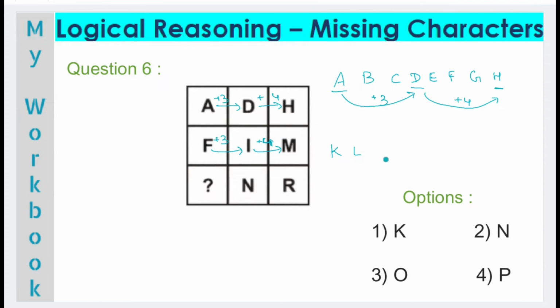In a similar manner, we have to find the alphabet which is 3 spaces before N. That will come in this missing space, correct? We can see that N is in the middle and R is 4 spaces away. N plus 4. So what is 3 spaces before N? It is K. So the missing alphabet is K. Option number 1, K, is the answer.